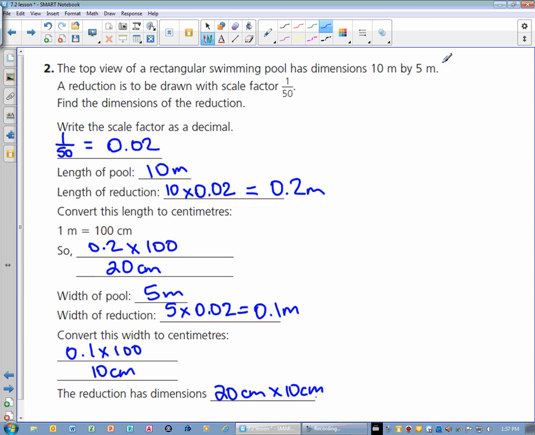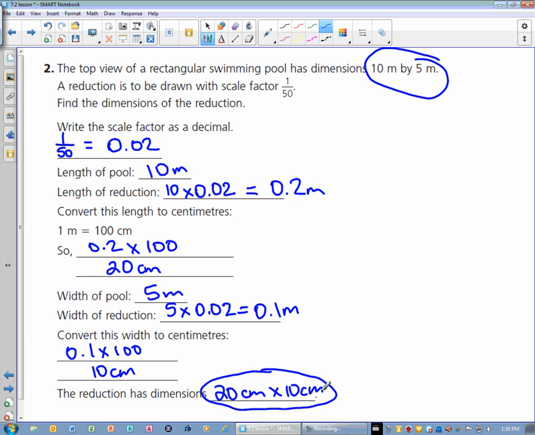Now, why do you think they've gone from meters to centimeters? How come they're changing units? Can you think of a good reason why they're doing that? Well, think about a swimming pool. Would you really measure a swimming pool in centimeters? Of course not. You would measure it in meters because it's going to need a big unit.